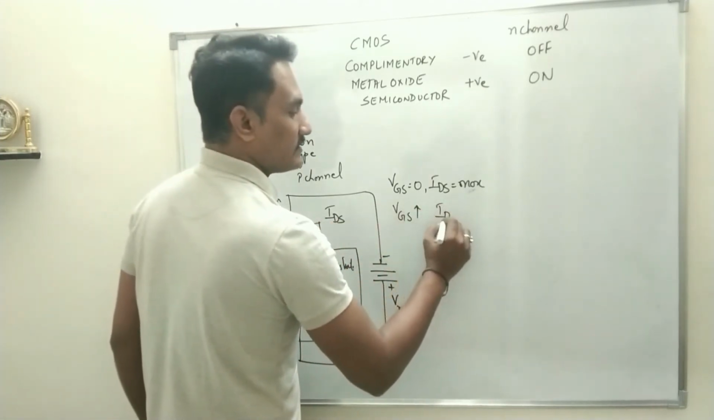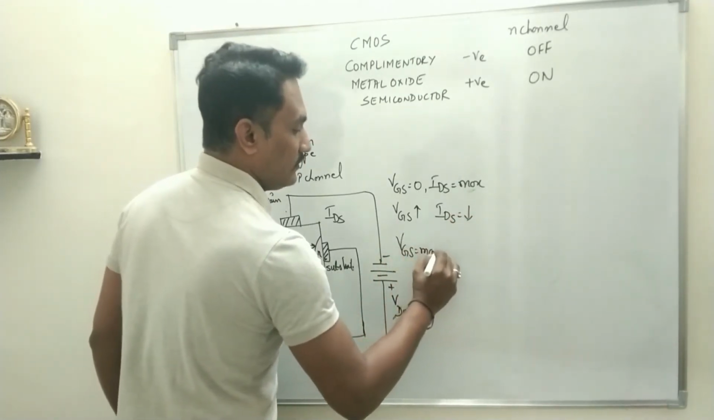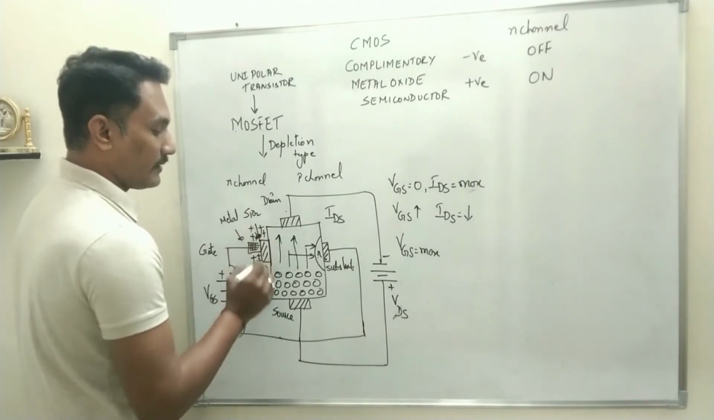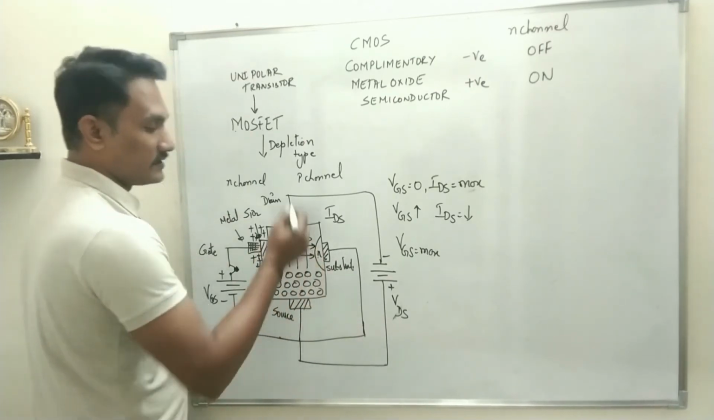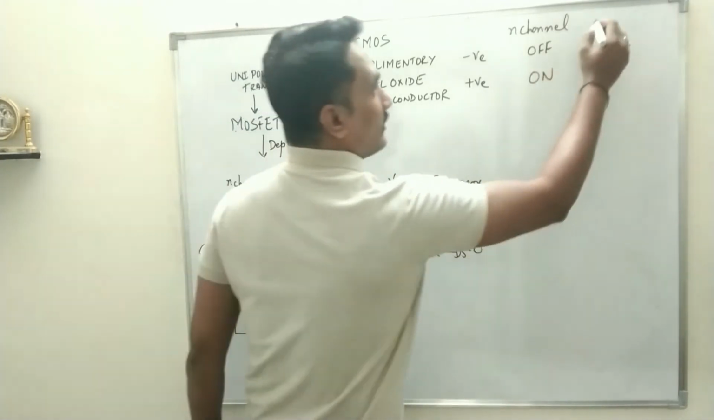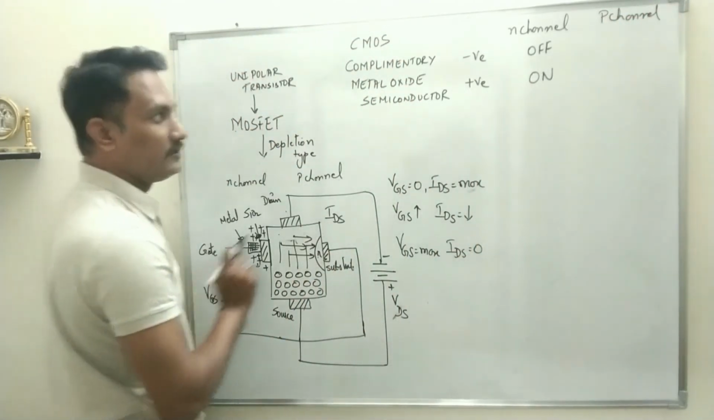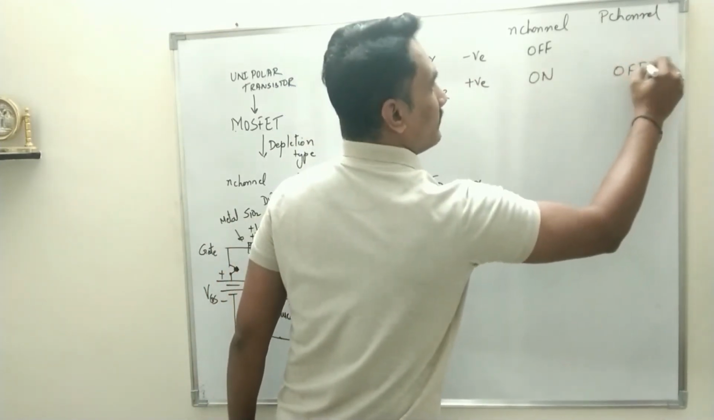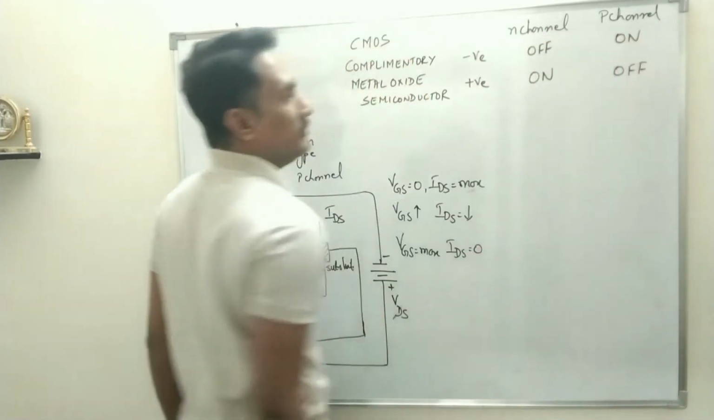That means IDS will decrease, and when VGS is maximum, a large amount of positive charge will accumulate in the capacitor. Therefore all the charge carriers will move towards the PN junction instead of the drain, and we say IDS will become 0. So for a P channel, what we have done is we have applied a positive terminal to the gate. When a positive terminal is applied to the gate, the P channel will be off. Similarly, if you apply a negative terminal, the P channel will be on.